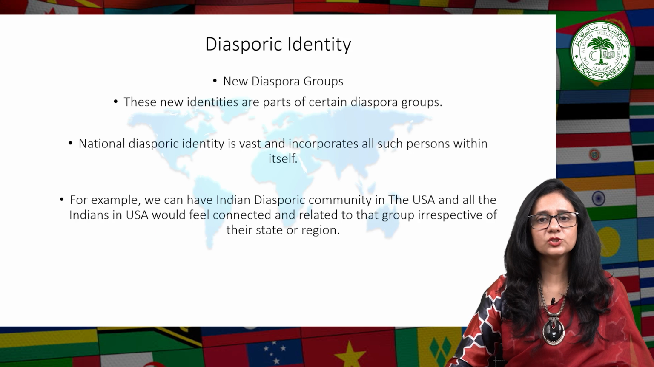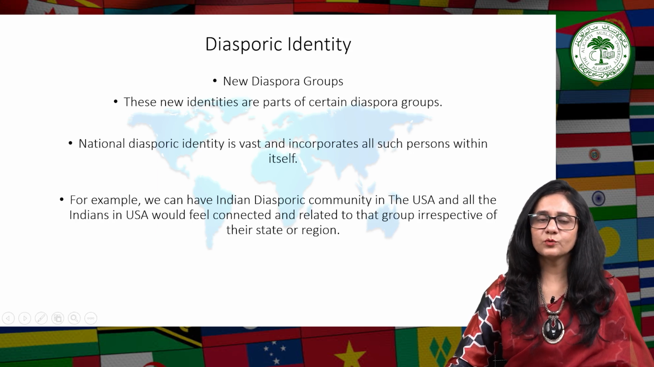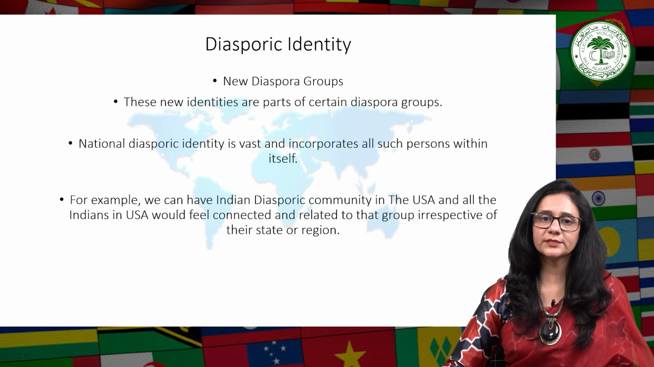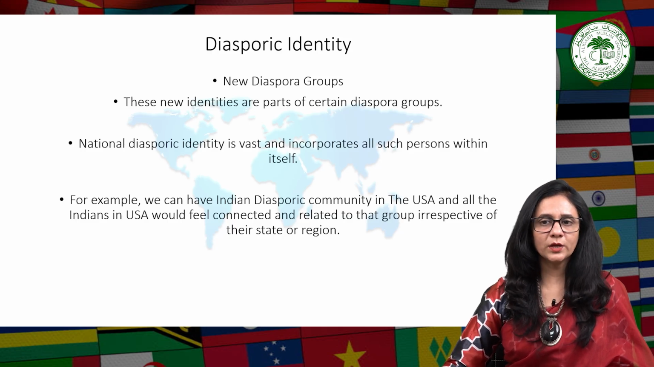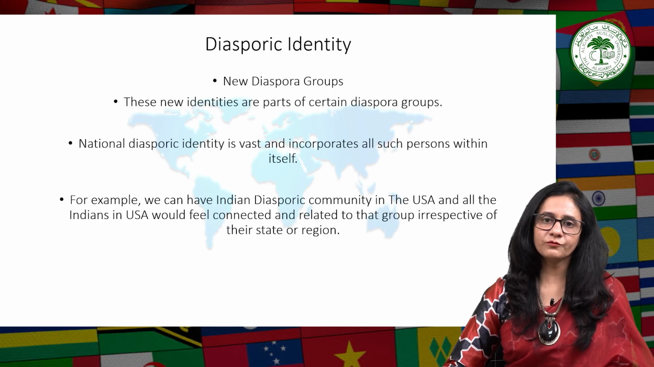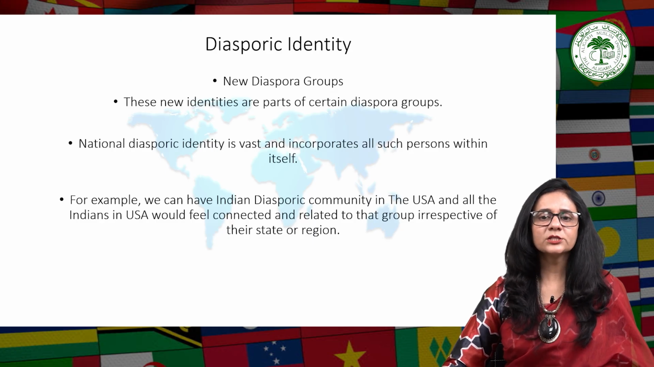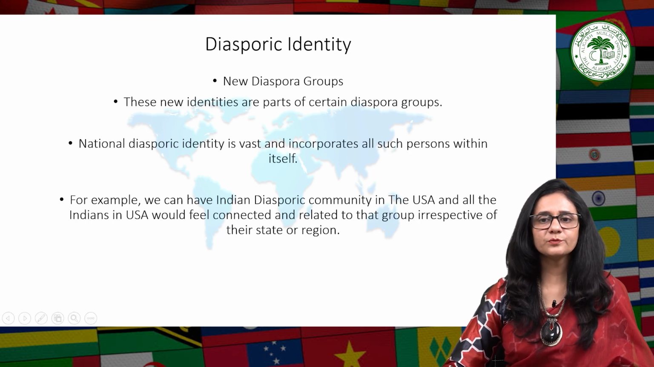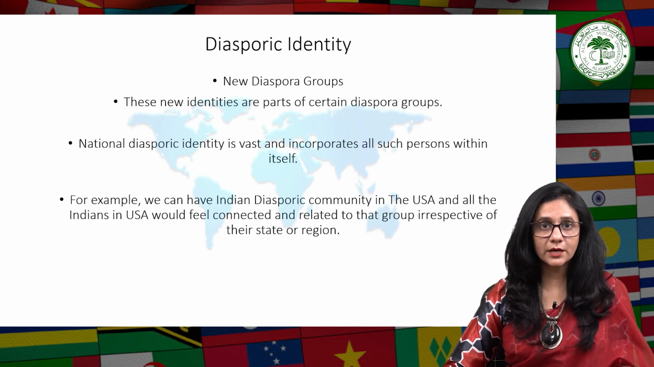These new identities are parts of certain diaspora groups. We can divide these diaspora groups into sections like national group, regional group, lingual group, and trade group, etc. National diasporic identity is vast and incorporates all such groups within itself. For example, we can have Indian diasporic community in the USA and all the Indians in USA would feel connected and related to that group, irrespective of their state or region. This broad division becomes specific when these same people start identifying themselves as per their states or regions they belong from and the language they speak, like Gujarati diaspora, Bengali diaspora, Bihari diaspora group, etc.